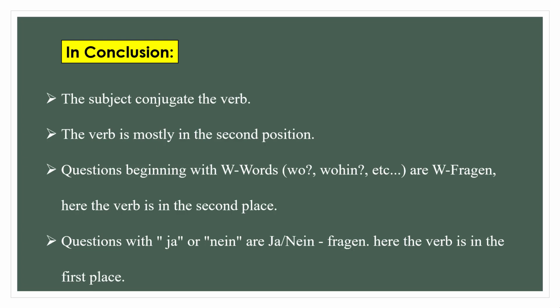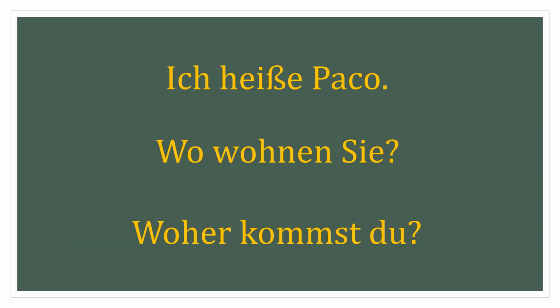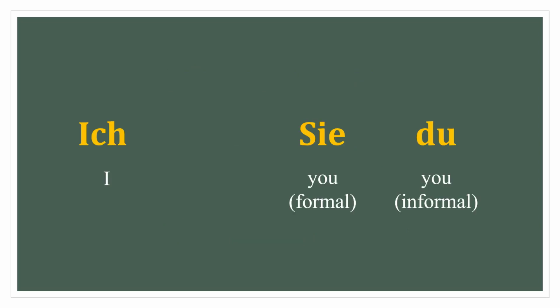Let's first look at 3 very common sentences you have already learned. Now let's look at the pronouns in each of these sentences. Ich heiße Paco. Wo wohnen Sie? Woher kommst du? When we're talking about the second person, then we use the pronouns du and Sie.